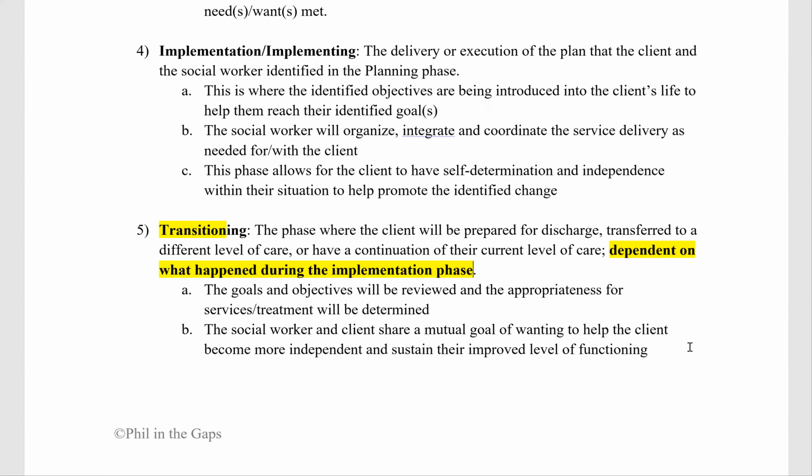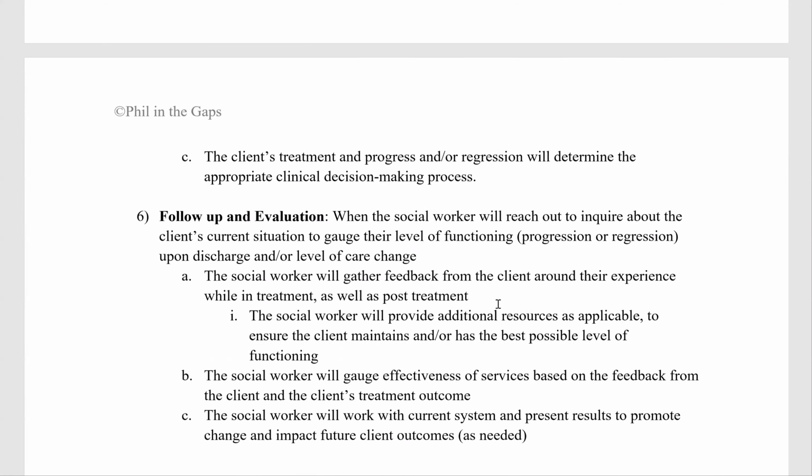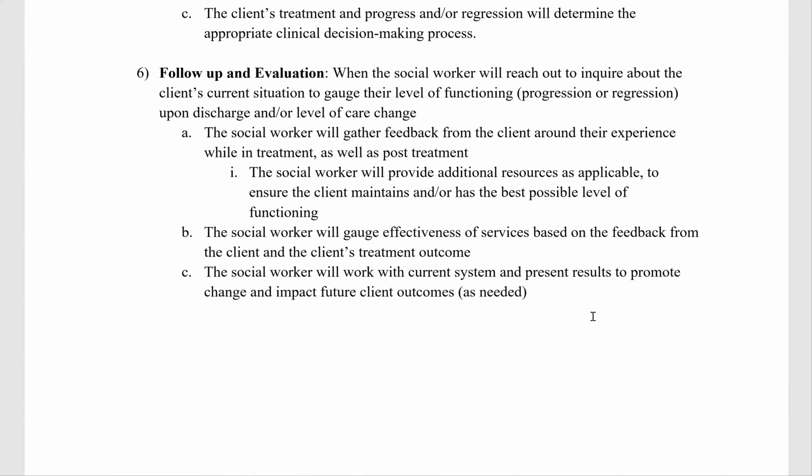So if you picture somebody transitioning or moving to a different phase, it's either based on them progressing, regressing, or staying the same. As we go through it, the client's treatment and progress or regression will determine the appropriate clinical decision making process. And if we chose to discharge them out of services, so step 6 is not if they're going to a higher level of care or staying the same. This is if we chose to discharge them successfully at the last phase, which was transitioning. So if they transitioned out of services, we'd then move into follow up and evaluation.